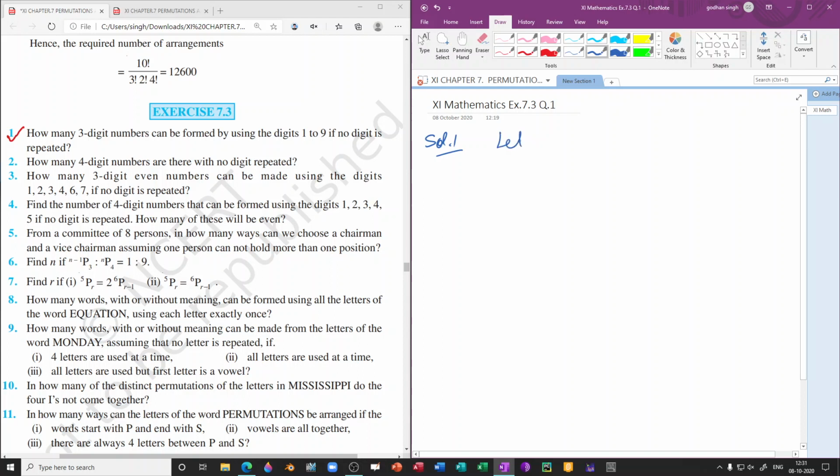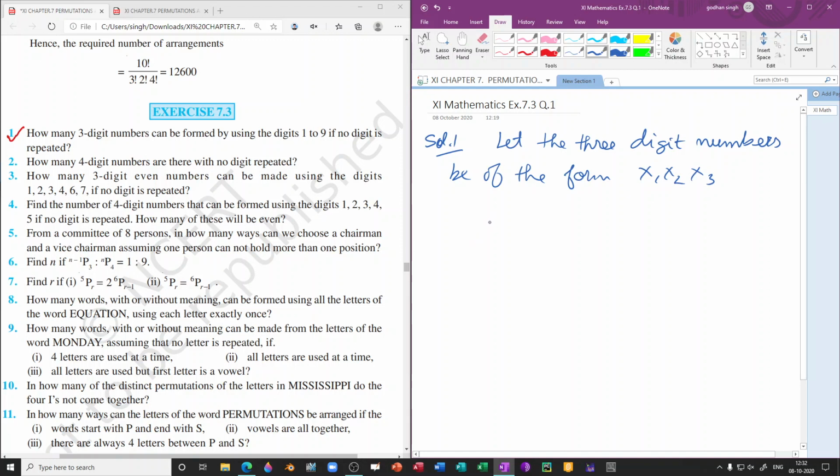Let the 3-digit numbers be of the form x1, x2, x3.